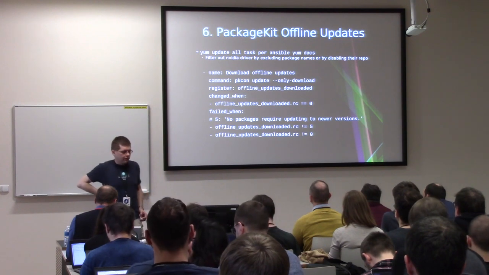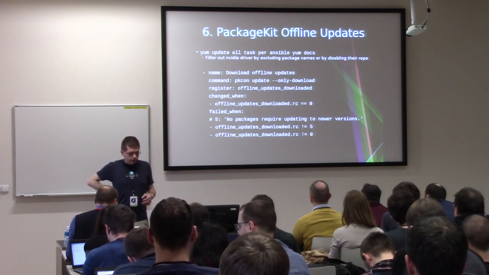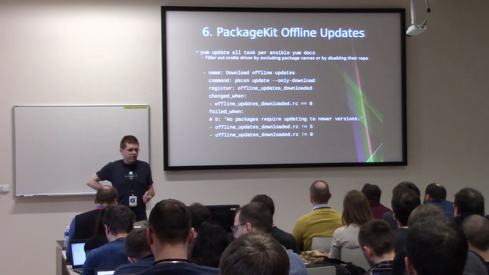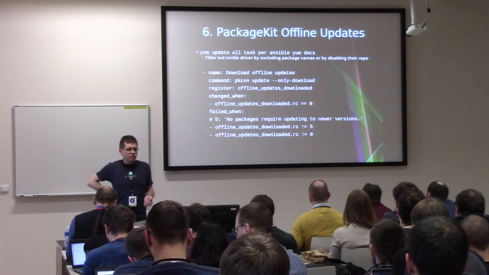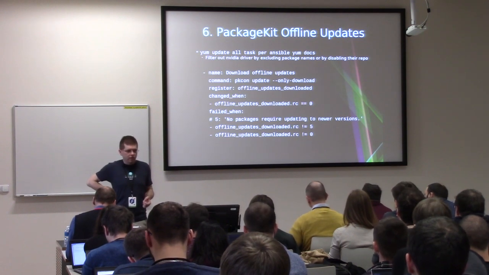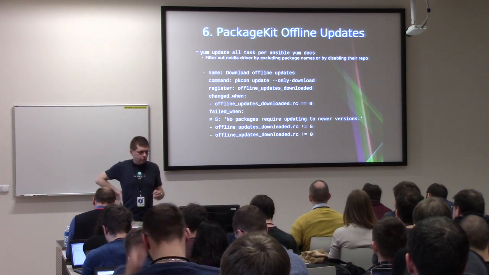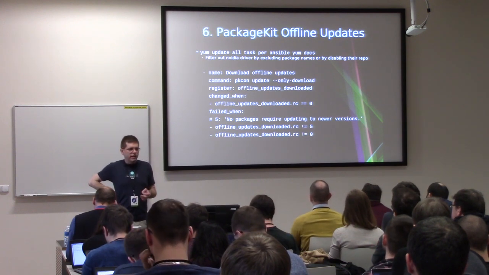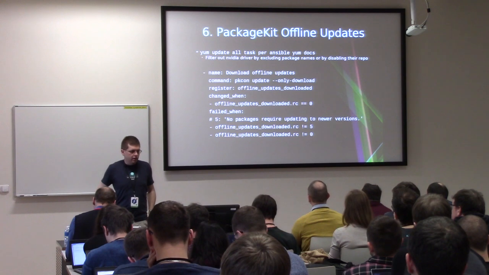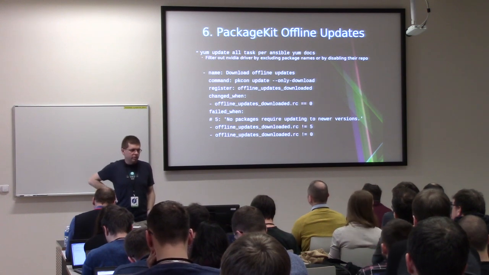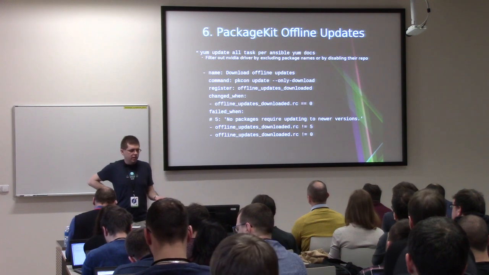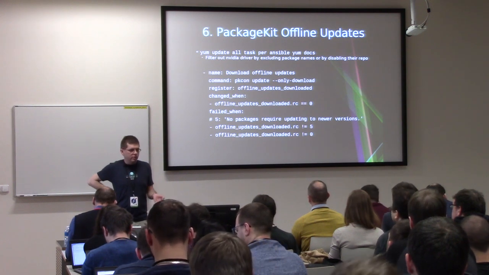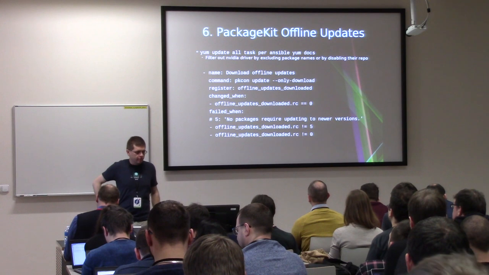So what I've been doing is updating any packages that are disruptive to update while the system is running via PackageKit Offline Updates. And PackageKit Offline Updates is in RHEL 7 now. First, I would just YUM update all the packages that are safe to update while the system is running. I apply a filter by package name for the packages that I don't want to update, or I just disable those third-party repos that have those packages.